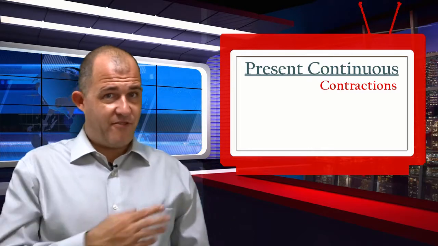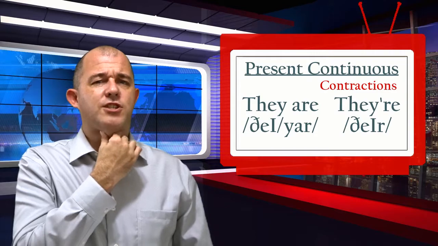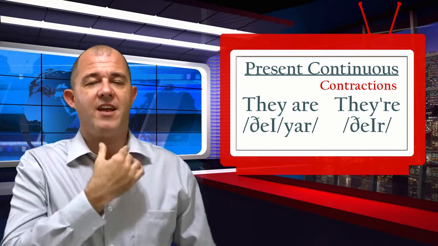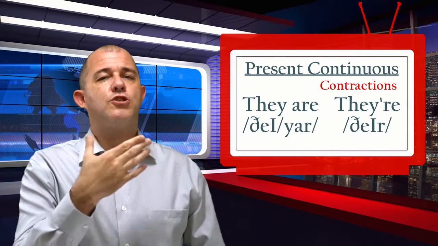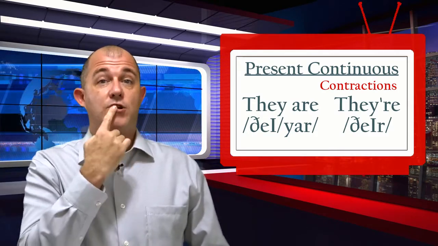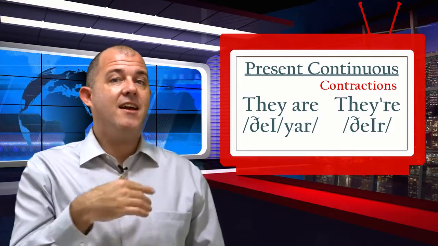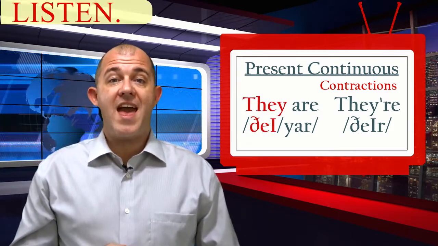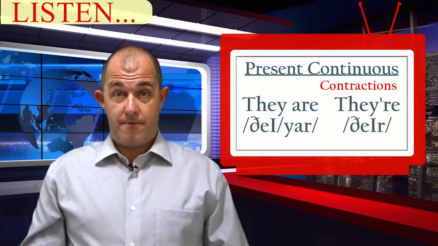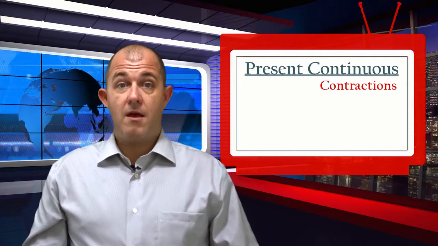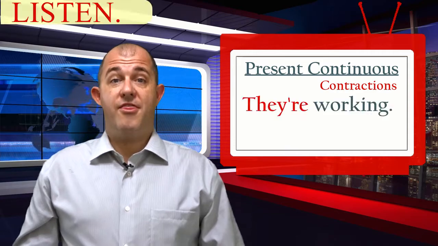This next one has a funny looking symbol, but it's the TH sound with a vibration in your throat, like they. If you put your hand to your throat, you should feel it vibrate, and your tongue is out of your mouth. They. So in this case, they are. They are working. They're working.